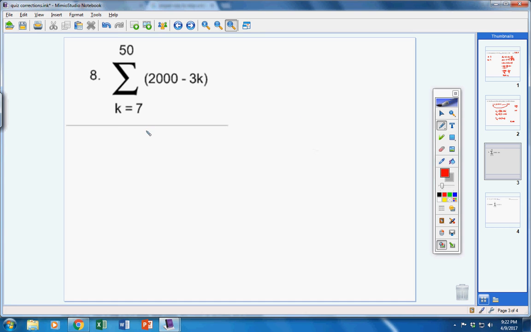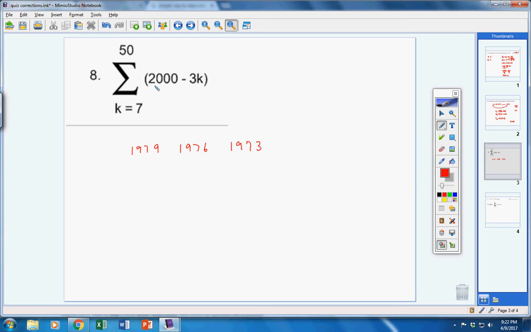Here's what we're going to do. We're going to put a 7 in first, okay? And when you do, you get out 1979. Then I'm going to put an 8 in next. I'm going to get out 1976. Then I'm going to put a 9 in next. I get out 1973. Do you see the pattern?